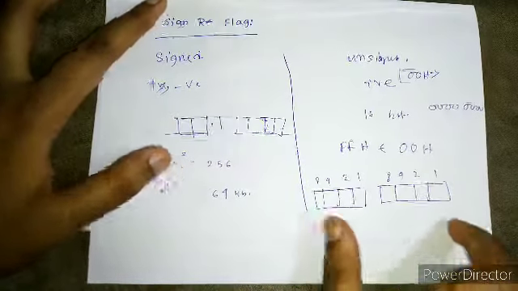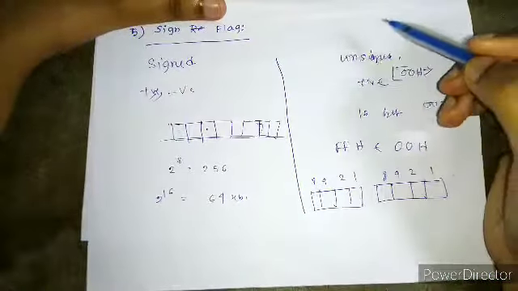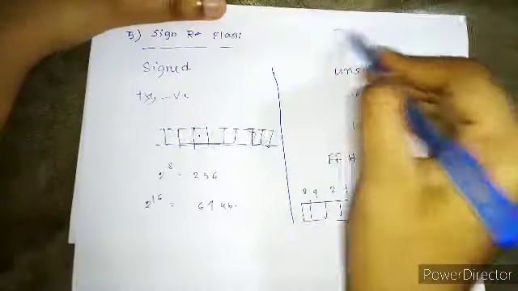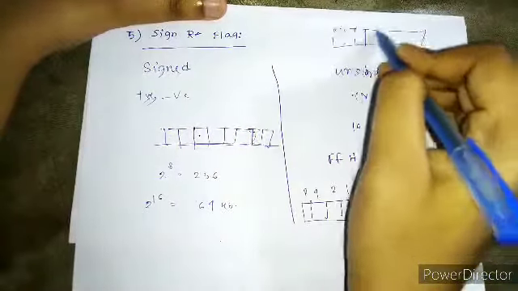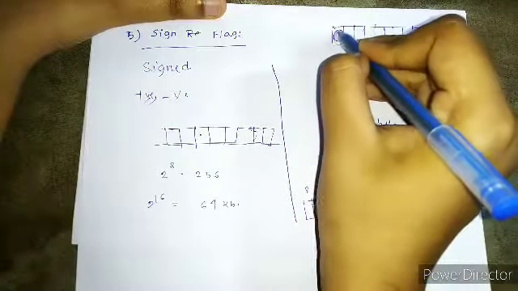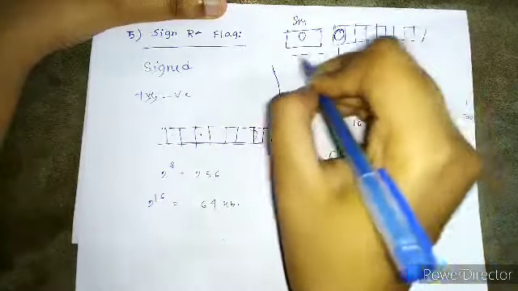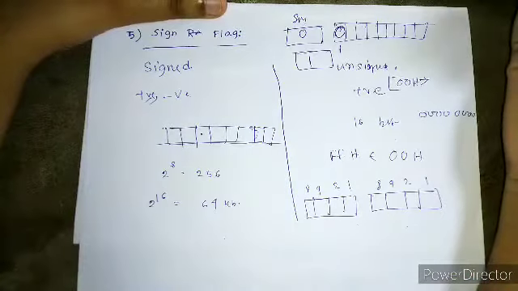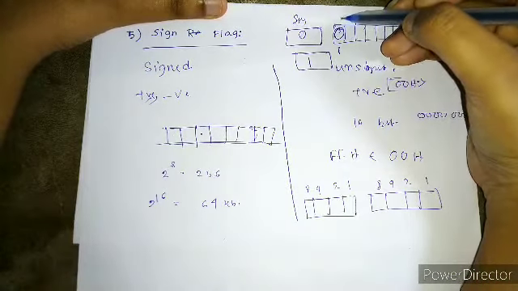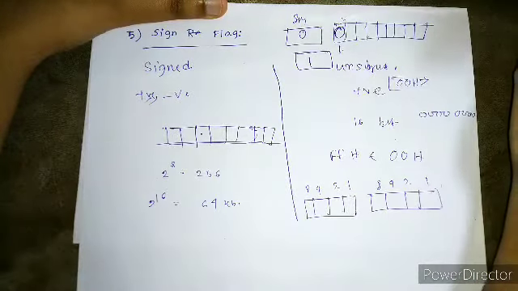Now understand something. Whatever the MSB is, the sign flag simply copies it. If the MSB is 0, the sign flag will be 0. If the MSB is 1, the sign flag will be 1. If the MSB is 0, this means it is a positive number. If the MSB is 1, this means it is a negative number.